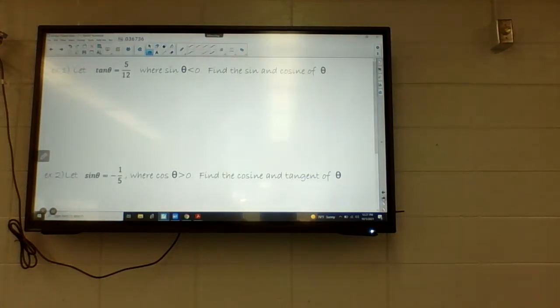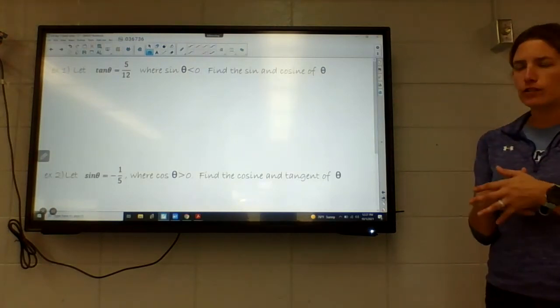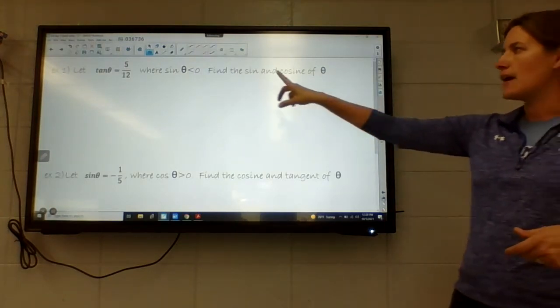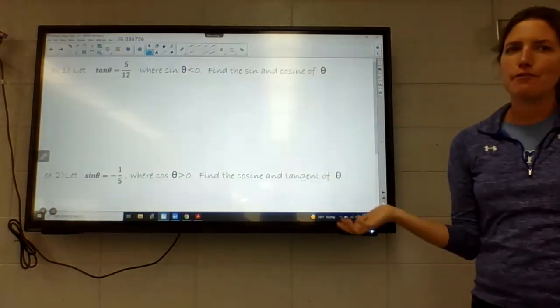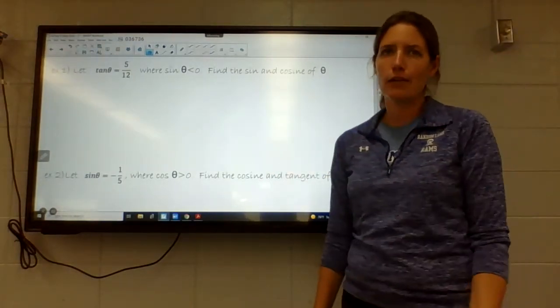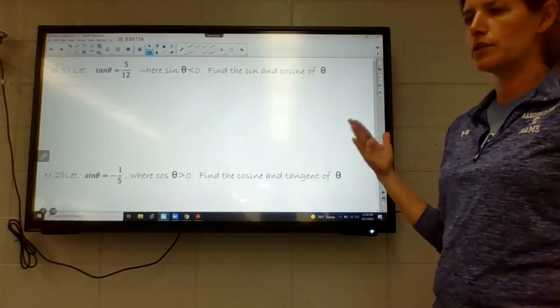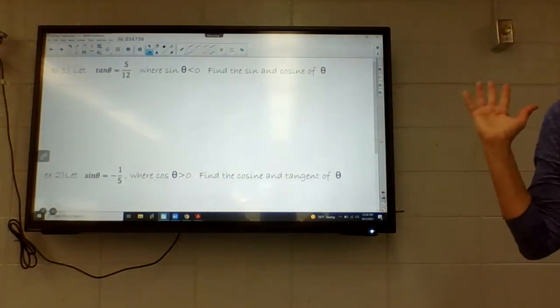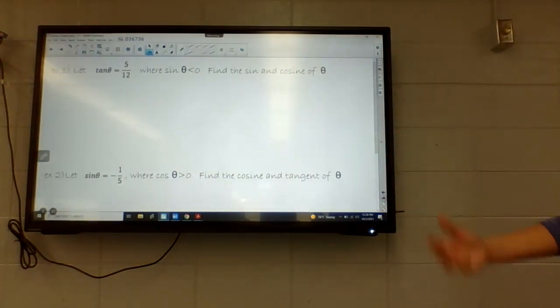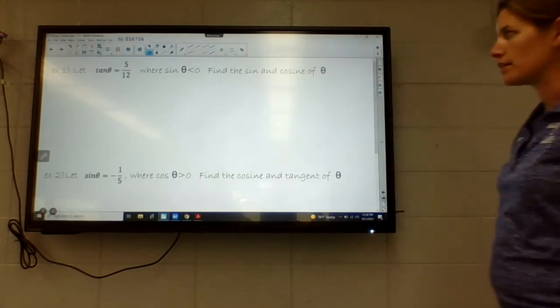All right, so it says let the tangent of theta equal 5 over 12. Now these thetas, we've seen them a few times. It's just a fancy symbol for an angle. Why they don't just call it x, I don't know. As soon as you pass a certain point, they start getting fancy. You don't have to know the name of it or what it is. It's just a little symbol.